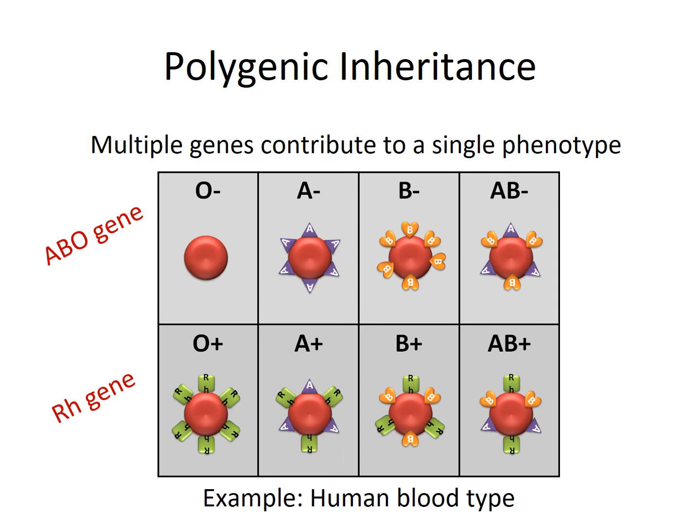If you happen to know your blood type, you can look on this cartoon and imagine which combination of cell surface receptors are expressed on your red blood cells. And this results from multiple genes: your I genes at your ABO gene locus and your Rh genes at your Rh gene locus.